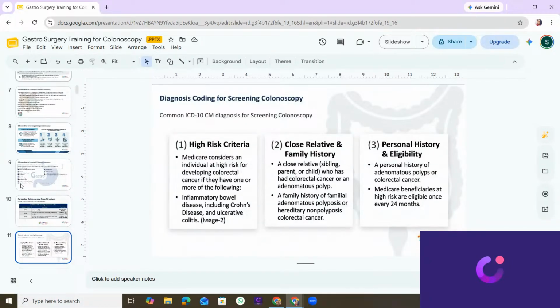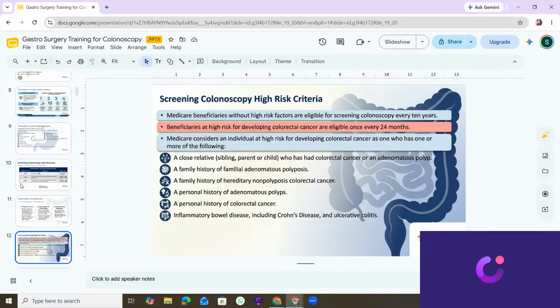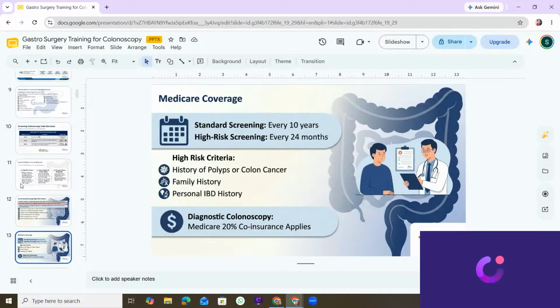Personal history and eligibility: a personal history of adenomatous polyps or colorectal cancer. Medicare beneficiaries at high risk are eligible once every 24 months. So a 24-month time duration applies. Beneficiaries at high risk for developing colorectal cancer are eligible once every 24 months. So these are all the points we discussed.